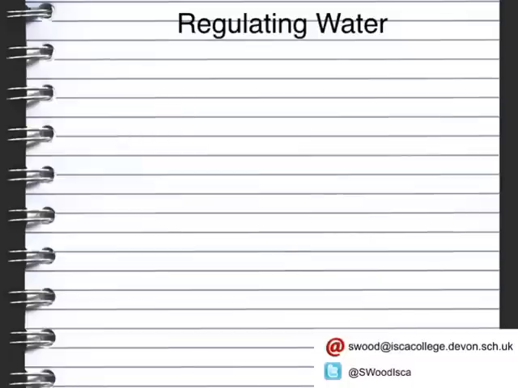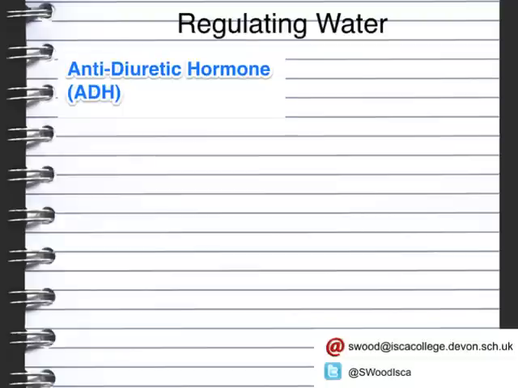Now in terms of regulating water, this is actually done by the brain, and it's done by a chemical message. Now the chemical message is the antidiuretic hormone. You may have heard of the term diuretic for things like coffee, which means it makes you go to the toilet a lot. What the ADH does is it actually increases the permeability of the kidney tubules. Now this is an example of negative feedback. So let's have a look at how this actually works.